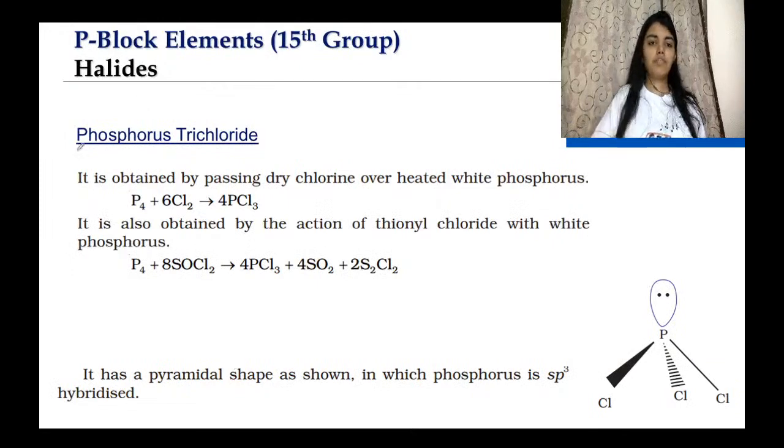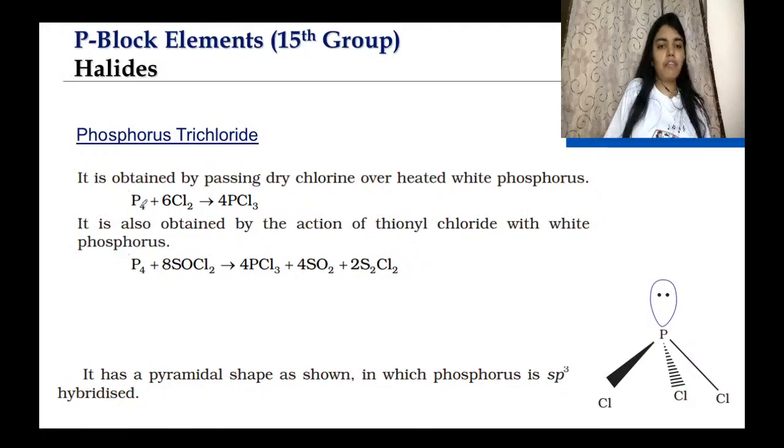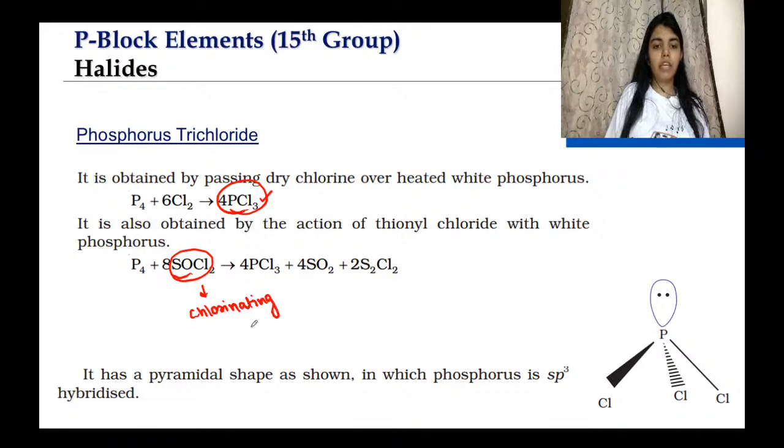Now coming on to phosphorus trichloride. It is obtained by passing dry chlorine over heated white phosphorus. That means if you heat white phosphorus with dry chlorine, you will get PCl3, right? And also if you take white phosphorus and react it with thionyl chloride, which is known as the chlorinating agent, you will learn in organic chemistry that it is known as the chlorinating agent, right? So P4 on reaction with thionyl chloride can also give PCl3. This is how phosphorus trichloride can be formed, right?